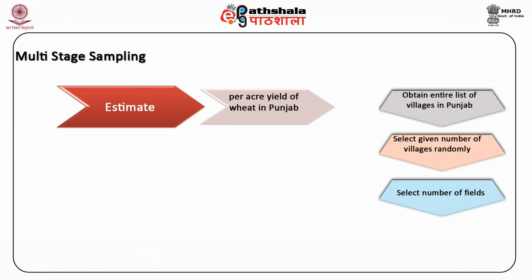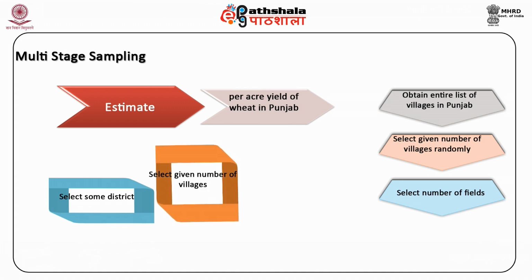In another situation, one might first select some districts at random, then from out of the selected districts, select a given number of villages at random, and then finally select a few plots in the selected fields. This procedure is called multi-stage random sampling procedure.